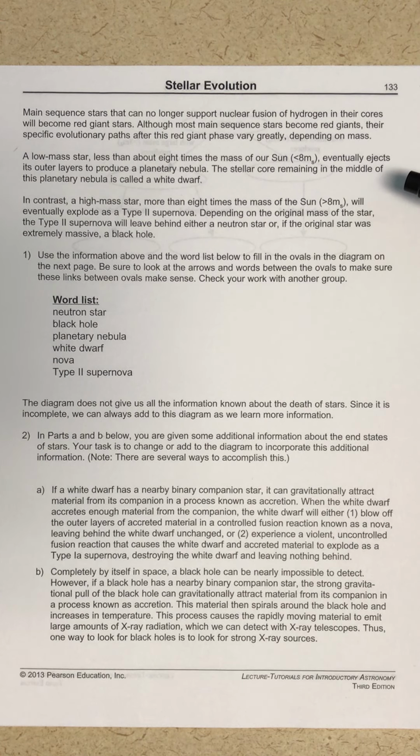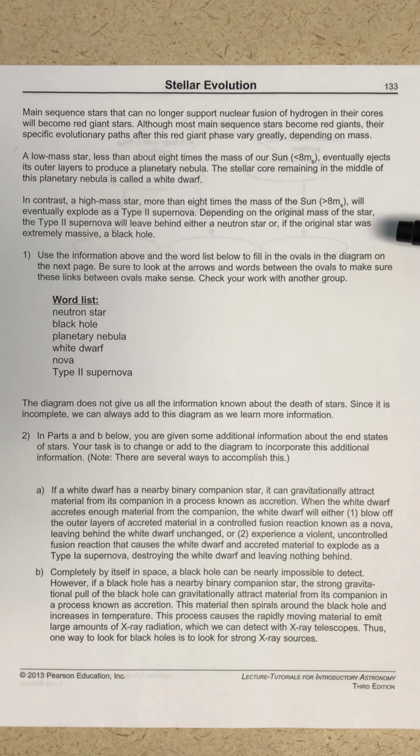Basically, it's the inert elements that star was never hot enough to fuse into heavier elements. In contrast, a high mass star, more than 8 times the mass of the Sun, will eventually explode as a type 2 supernova. Depending on the original mass of the star, the type 2 supernova will leave behind either a neutron star, or if its original star was extremely massive, a black hole.